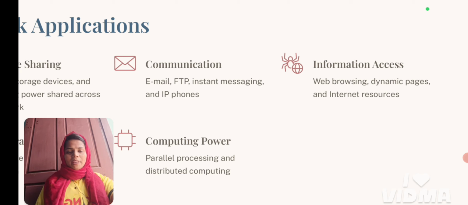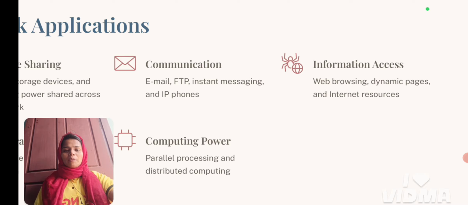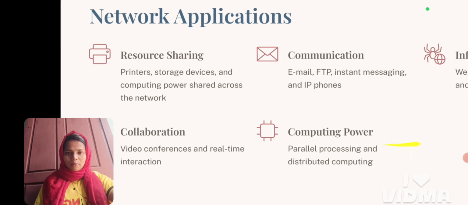Then information access. Information access means if I want to know something about something, I just go to web browsers like Google Chrome or Mozilla. That web browsing, dynamic pages or internet resources, everything we can access only with the help of computer networking.